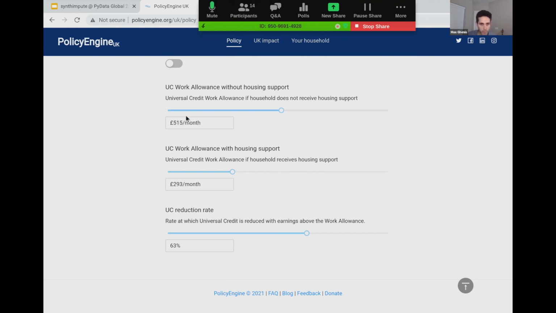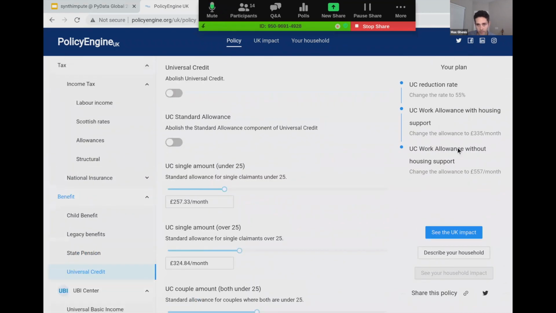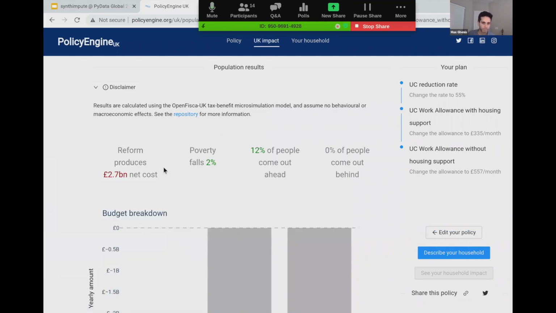This is the amount that you can earn before you start losing your benefit. So this was raised by 500 pounds per year, which is 42 per month. So that's going to be 557 here. And plus 42 is going to be 335. The phase-out rate was also reduced from 63% to 55%. So now we've got our policy. We can see the plan up here, and now we can see the impact on the UK.